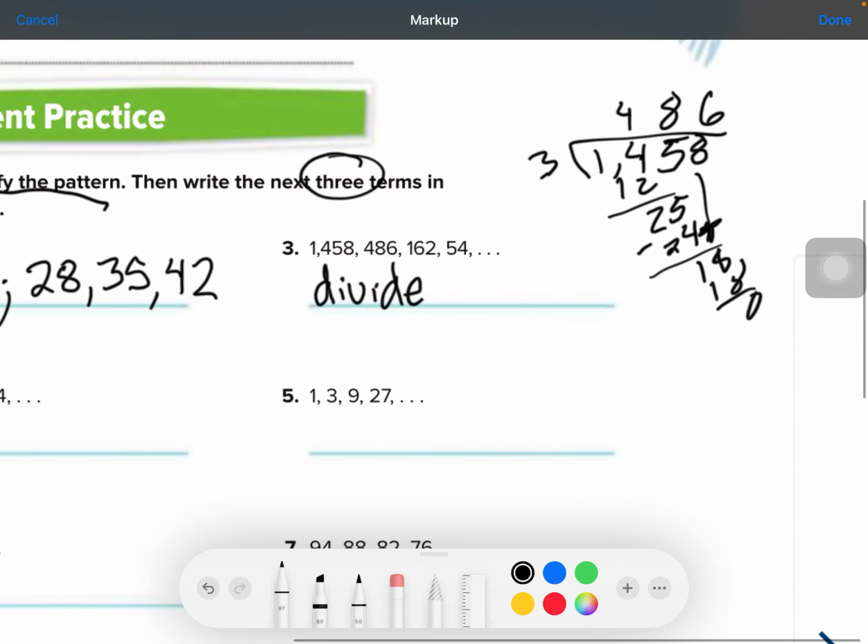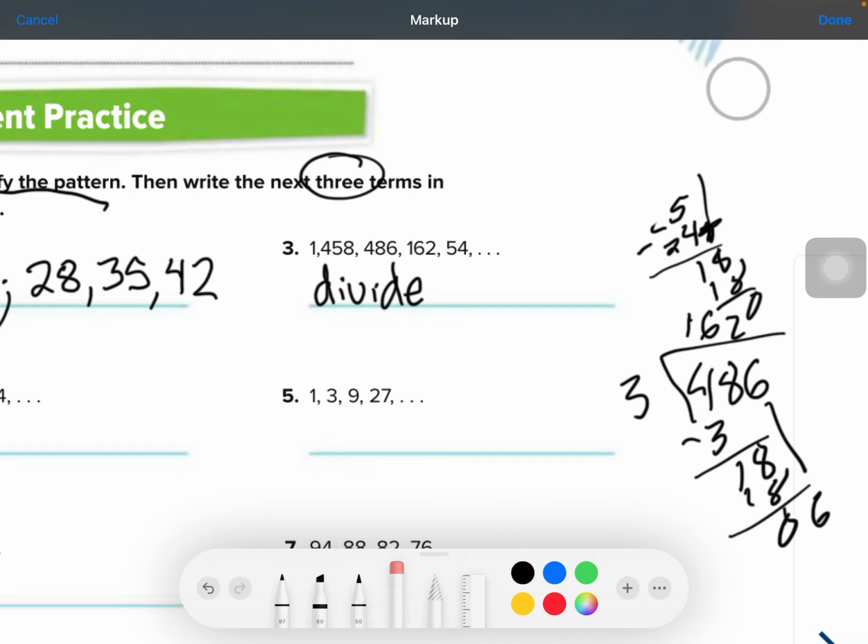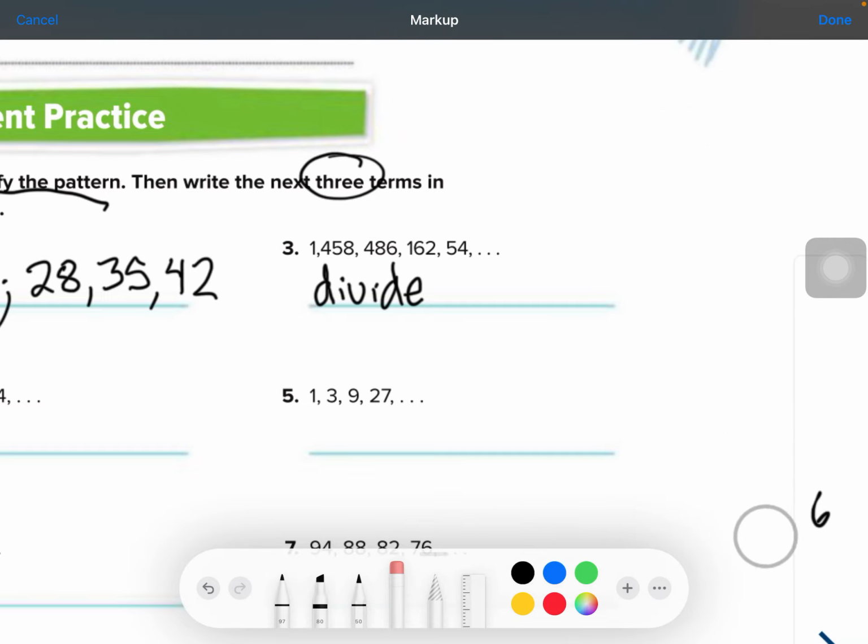Let's hold true and see if it works with the 486. And I'm going to erase all this so I have room for other work. So 486 divided by 3. 3 will go into 4 at least once. 1 times 3 is 3. 1, 8. 3 will go into 18 6 times. 18, 0. Bring down the 6. 2, and that is my next number. Okay, so it's safe to say that it is dividing by 3. And I'm going to erase all that so that it looks a little bit neater. I'm going to say divided by 3.